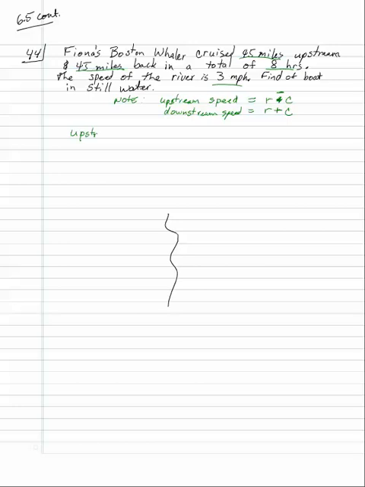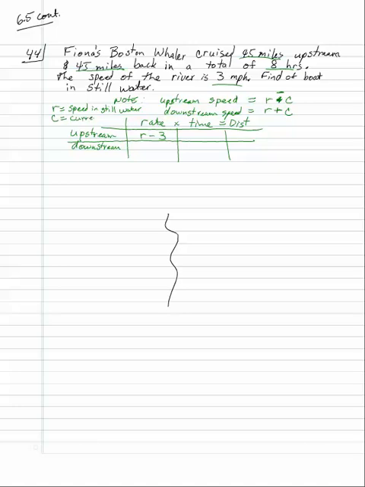We're going to go upstream, downstream. We got rate times time equals distance. So we're going to do that. Upstream is R. R is the speed in still water. So it's R minus 3, because the current's 3. Going downstream would be R plus 3. We did a total time of 8 hours. So if this is T, this is going to be 8 minus T.